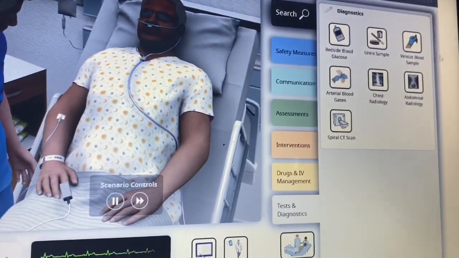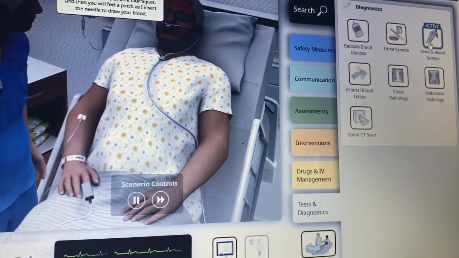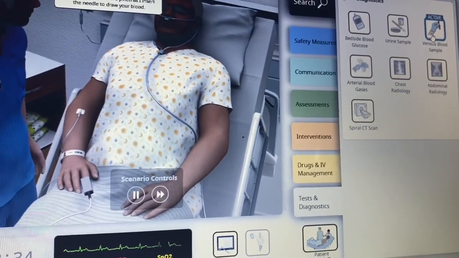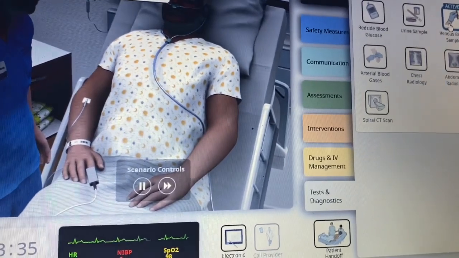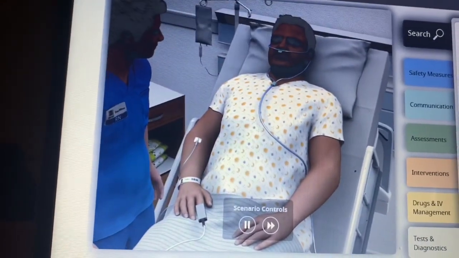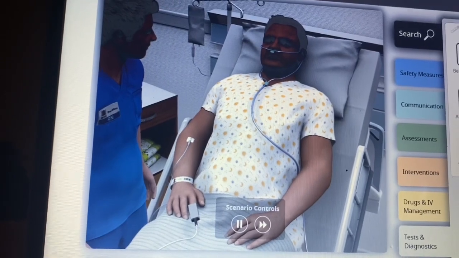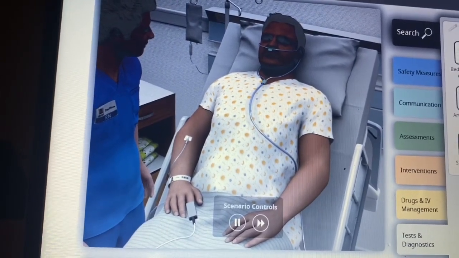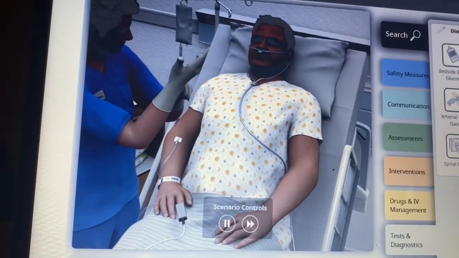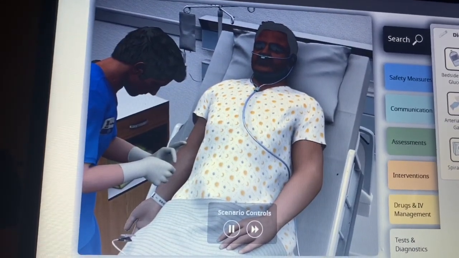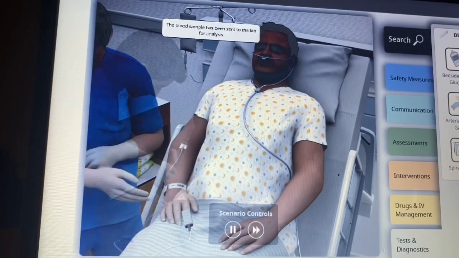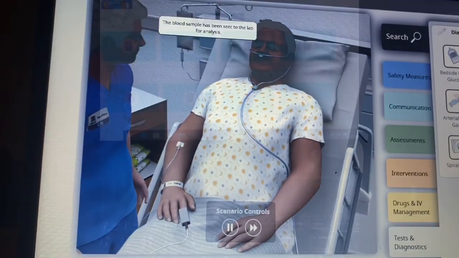So next, I've got to get samples for a CBC. I'm going to obtain a blood sample, and I will clean the skin and put on a tourniquet as well. And then you will feel a pinch as I insert the needle to draw your blood. Okay. The blood sample has been sent to the lab for analysis.